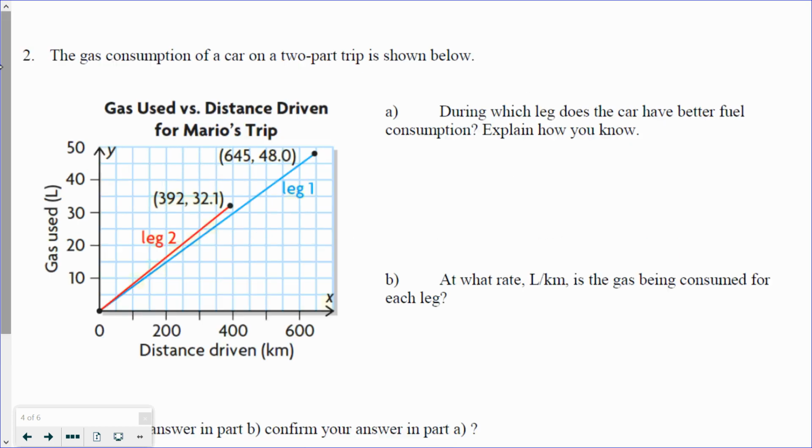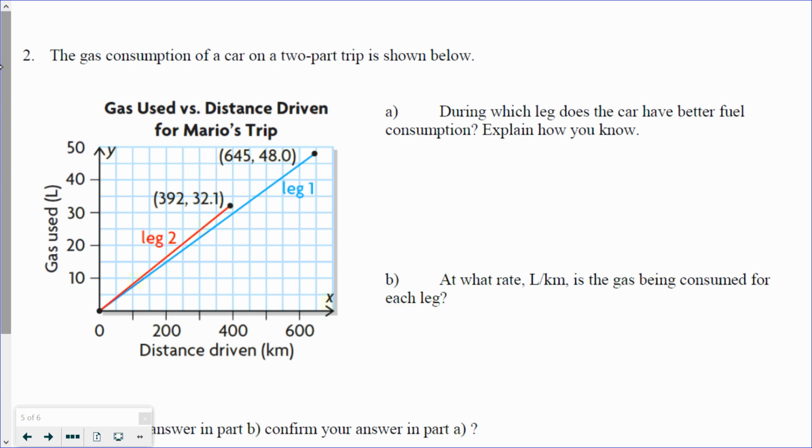So we'll do one more, we're almost done. I like that this is numbered as number 2, whatever. The gas consumption of a car on a 2-part trip is shown below. So it looks like Mario drove the first leg of the trip. Then he probably had to fill up his tank, get some Twizzlers for driving so much, and then go pee and start leg 2. So that's what it means by leg 1 and leg 2. It's not the legs on your body. It's just talking about portions of a trip.